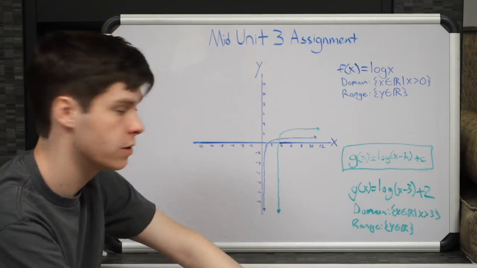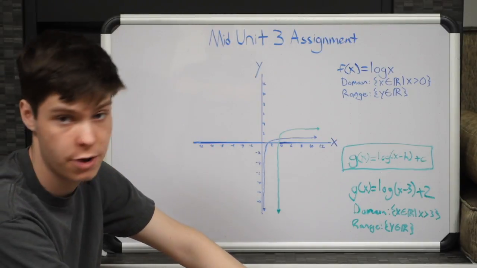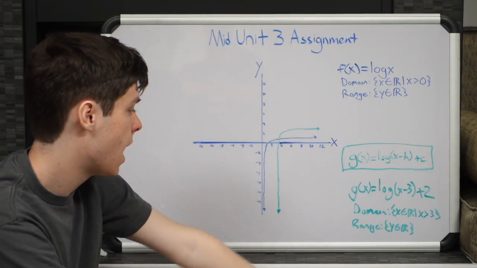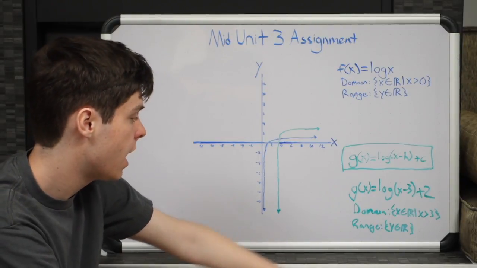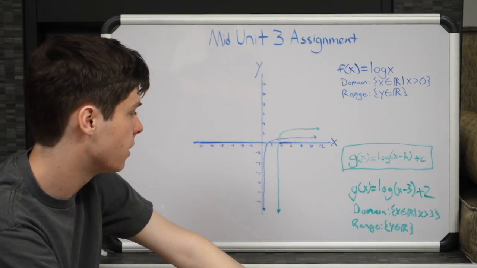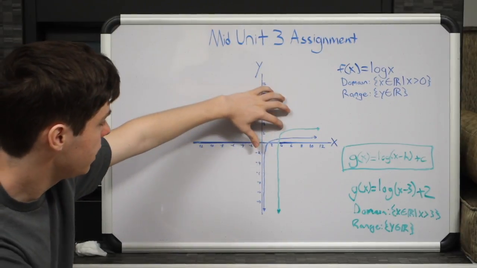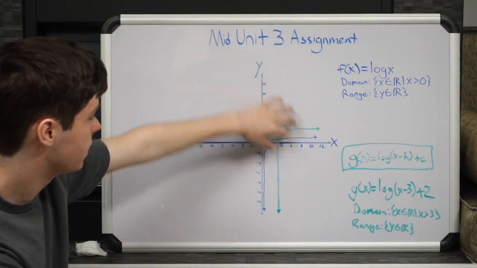So g of x equals logarithm of x minus 3 in brackets plus 2, and the domain is x is an element of the real numbers and x is greater than 3, and the range is y is an element of the real numbers. So you can see the two graphs on this axis.